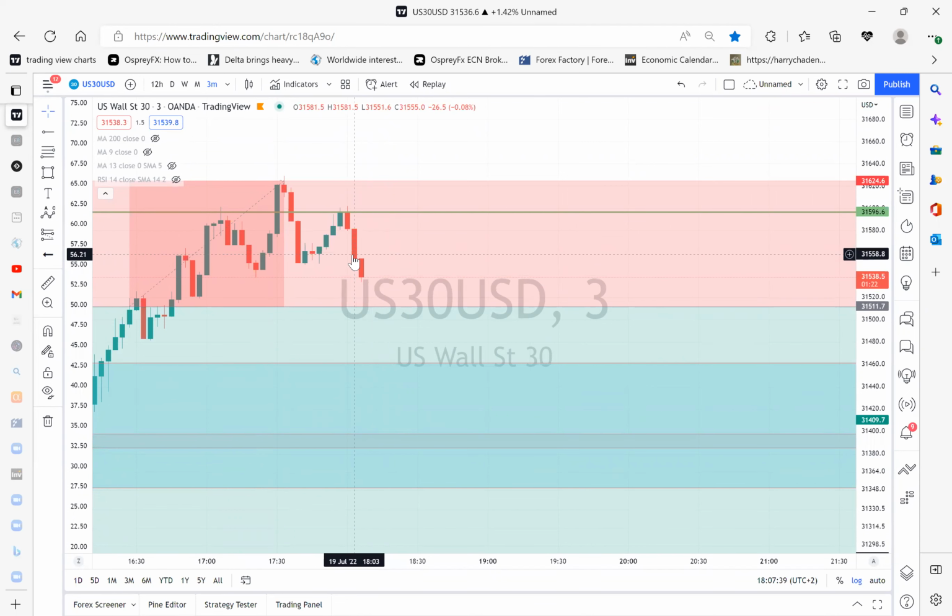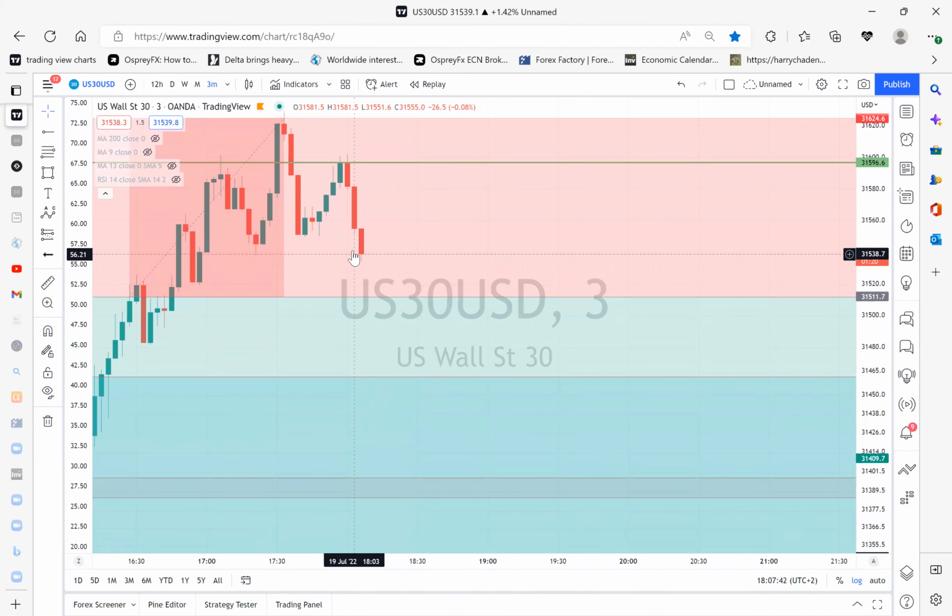Y'all see the imbalance in real life right here? 258 pips away. We just talked about imbalances and they're right in front of our face. There's an instant candle, so the market has to come back up and deal with that. But yeah, this is going to be a great chili cook-off here shortly.